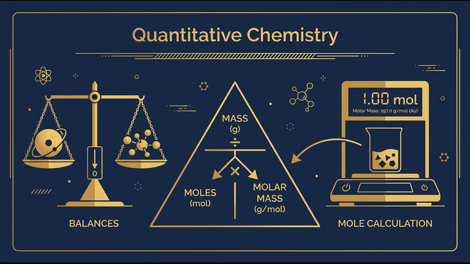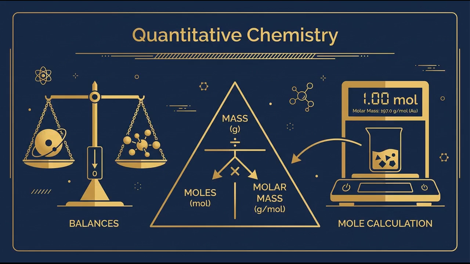18 grams of water is exactly 1.0 mole because its relative formula mass is 18. 1 mole of oxygen gas contains Avogadro's constant, which is 6.02 times 10 to the power of 23 molecules.